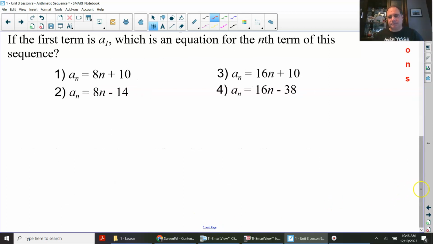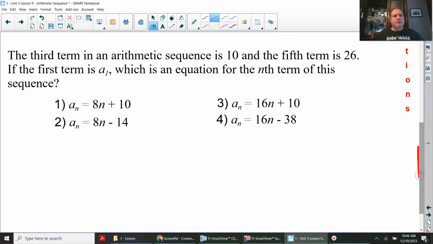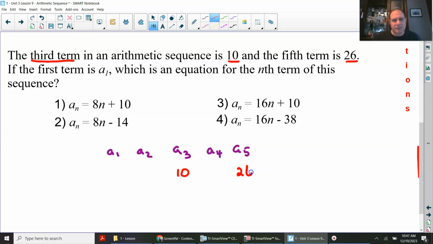This second question you should be able to do. So they're telling you that the third term in an arithmetic sequence is 10, and the fifth term is 26. So I'm going to just go ahead and put down lines: a sub 1, a sub 2, a sub 3. We know that a sub 3 is 10. a sub 4 and a sub 5. And we know that a sub 5 is 26. All right. If the first term is a sub 1, what's the equation for the nth term? So we don't have all the terms, so this is a little bit more difficult.